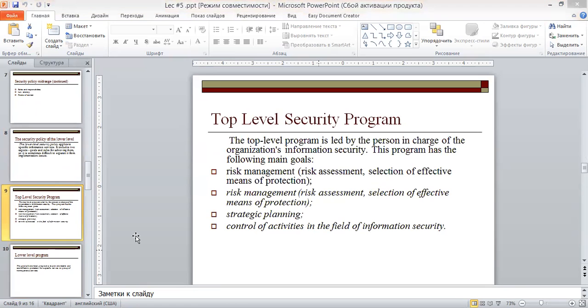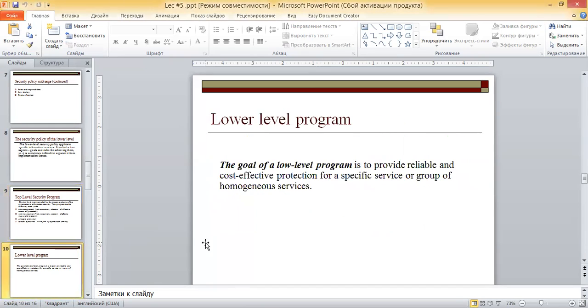Top-level security program. The top-level program is led by the person in charge of their organization's information security. This program has the following main goals: risk management, risk assessment, selection of effective means of protection, strategic planning, and the control of activities in the fields of information security.